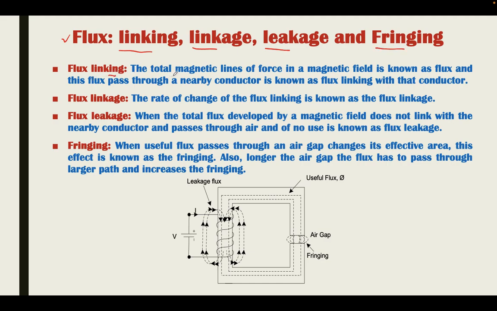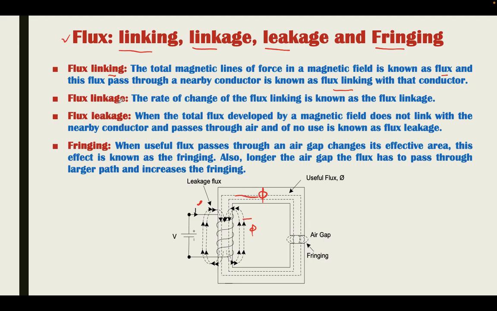Flux linking here means the total magnetic lines of force in a magnetic circuit or field. The magnetic field is known as flux, and the flux passing through a nearby conductor is known as flux linking. If a supply is applied across this coil, the current I flows and develops a flux. Part of this flux passes through this path, within this area. This is the useful flux, whereas this is the leakage flux, which is not going to link with the other part of the magnetic circuit. So flux linking is how much flux is developed and how much is linking with the other part of the circuit.